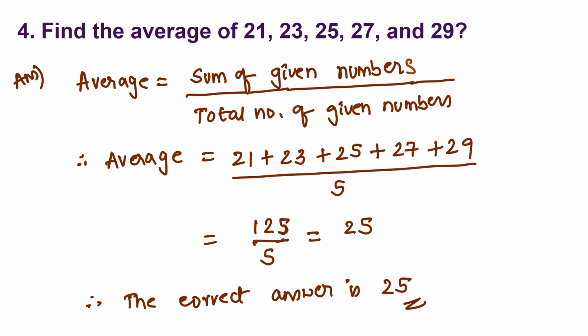Fourth problem is find the average of 21, 23, 25, 27 and 29. We know that the formula for average is equal to sum of given numbers divided by total number of given numbers. Therefore, average is equal to 21 plus 23 plus 25 plus 27 plus 29 divided by 5, which is equal to 125 divided by 5, which is equal to 25. Therefore, the correct answer is 25.